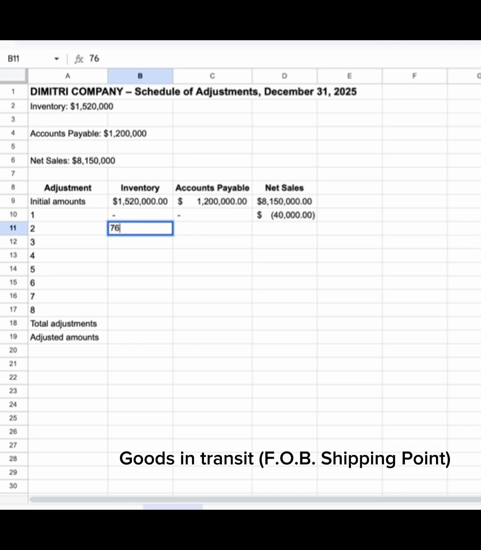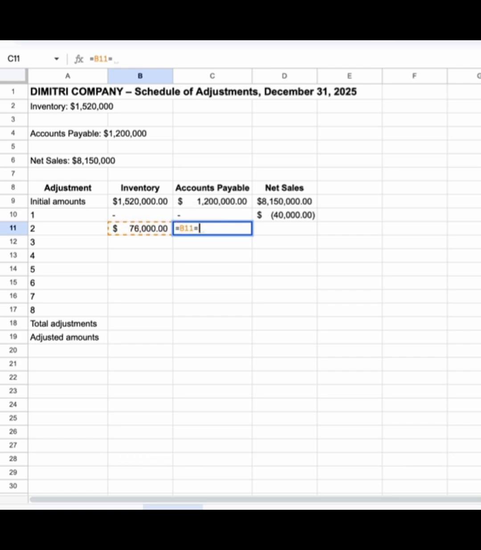Second adjustment. Goods were shipped from the supplier on December 29 FOB shipping point. That means ownership transferred to Dimitri once the supplier shipped them, even though they hadn't arrived yet. They should be included in inventory and also in accounts payable, since the invoice belonged to December. So increase both inventory and payables by 76,000.